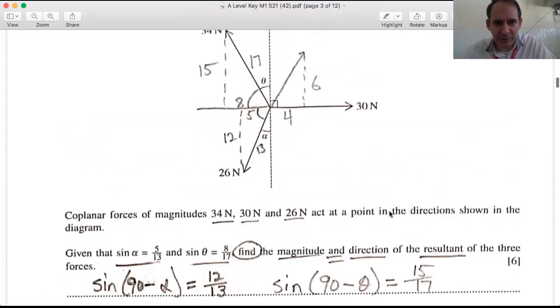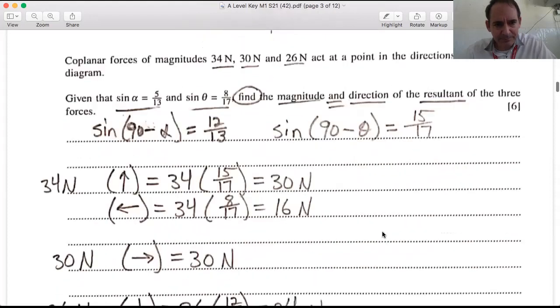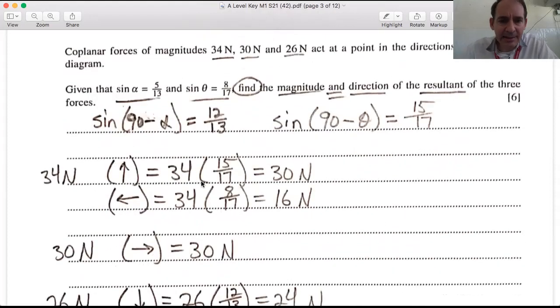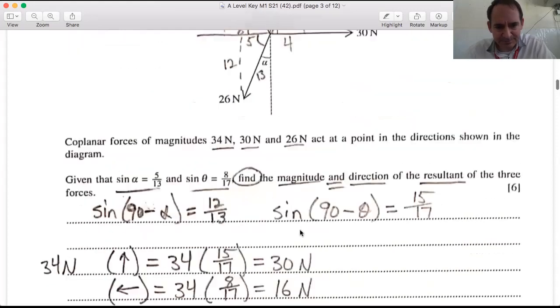Now we can resolve the forces. I start up here in the upper left with the 34 newtons and multiply it by the sine of the angle, which is 15/17. That gives 30 newtons going straight up. This is resolving it in the vertical direction. If we resolve it in the horizontal direction, that means we take cosine of the angle, which is 8/17. So 34 times 8/17 is 16 newtons going to the left.